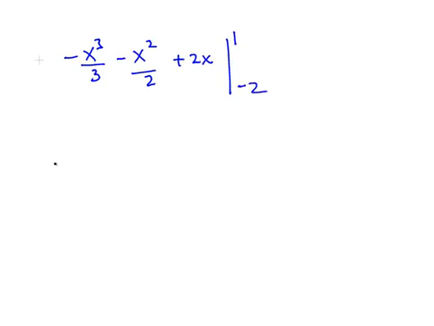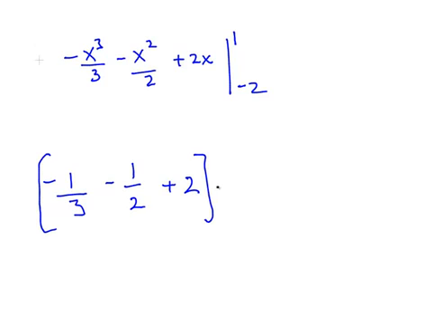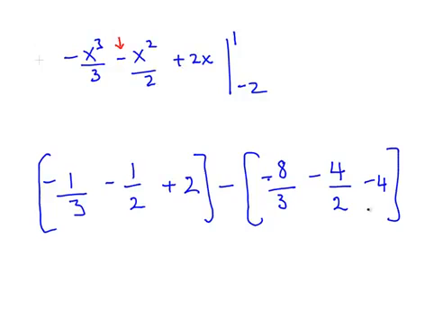Evaluating for 1, we have minus 1 cubed over 3, that's minus 1 over 3, minus a half, plus 2. Now we evaluate it for minus 2. Be very careful with the signs here. Minus 2 cubed is minus 8 over 3, but later on you have a double negative, so it cancels itself out a bit. Then minus 4 over 2, and finally plus 2x, which is minus 4. Again, be very careful with the signs and double check your answer.